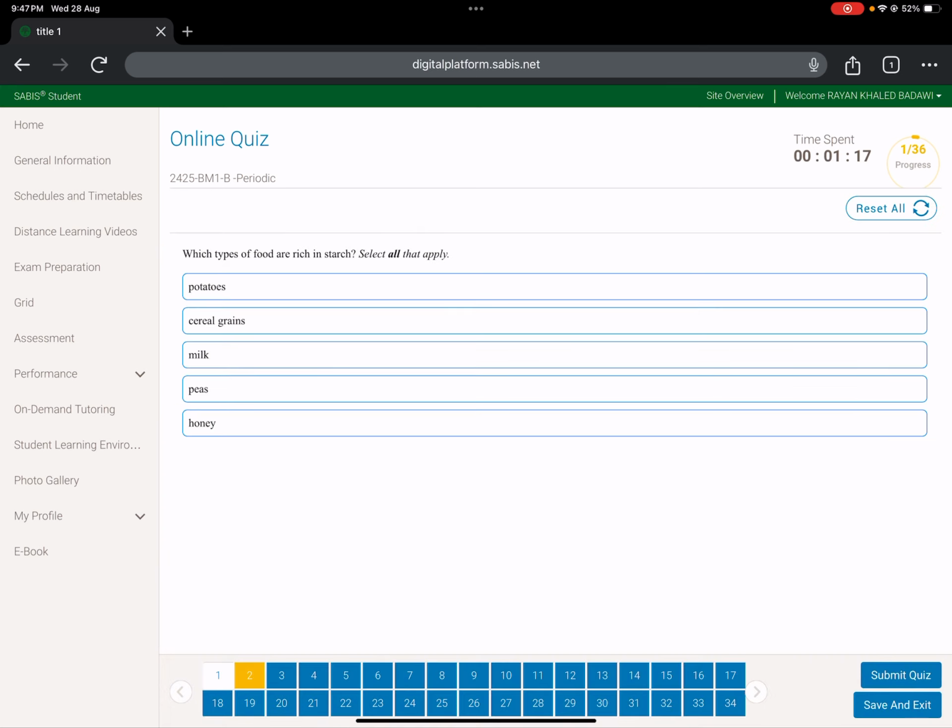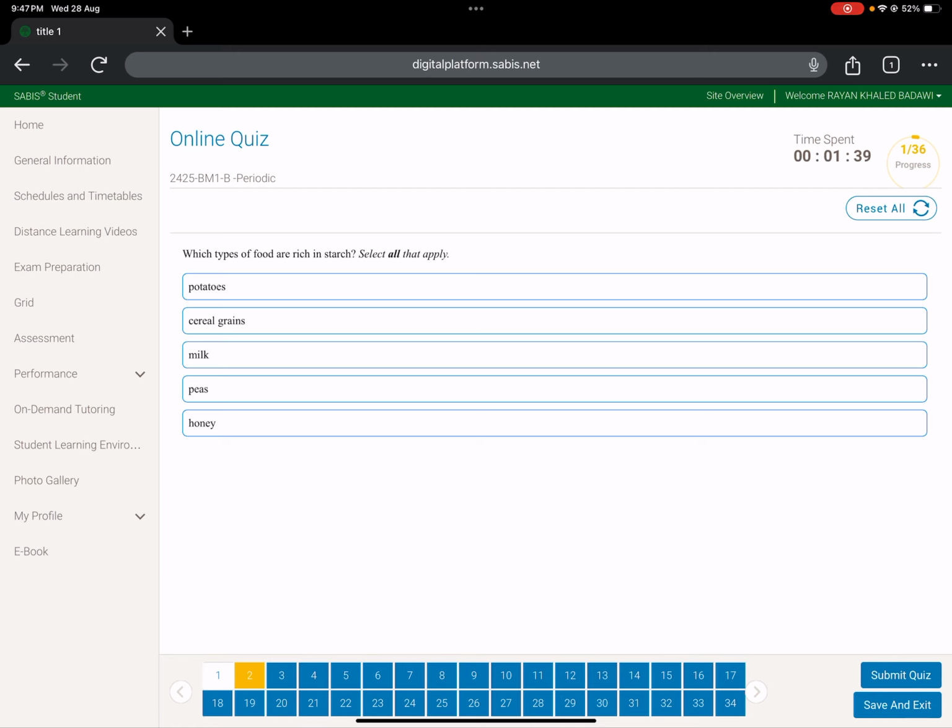So the second question, they're asking us which types of food are rich in starch. Now remember, starch is found only in plants. How do they form starch? Starch is formed when there's excess glucose and they don't know what to do with it. They convert it to starch, while in animals, excess glucose is converted into glycogen. Just a small reminder.